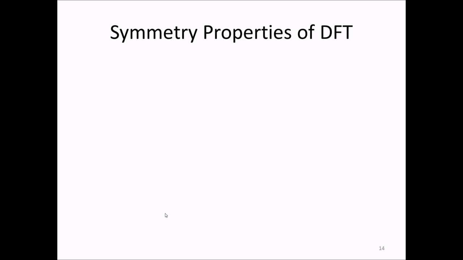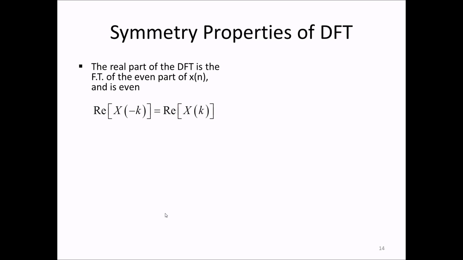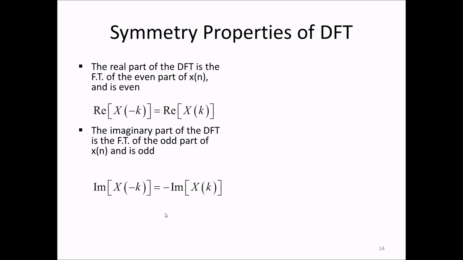And here are some other properties that follow straightforwardly. First of all, the real part of the DFT is the Fourier transform of the even part of the measured signal x of n. And this, the real part of the DFT, is even. So the real part of X of minus k equals the real part of X of k. Furthermore, the imaginary part of the DFT comes from the odd part of the measured signal x of n and is itself odd. So the imaginary part of X of minus k equals minus the imaginary part of X of plus k.